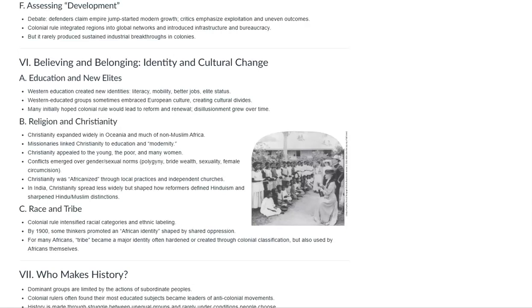Religion also transformed identity. Christianity appealed for many reasons. Military defeat weakened older religious confidence. Christianity was tied to education and often created new opportunities for young people, the poor, and many women. Then you have Christianity taking on different forms depending on where it was in the world.